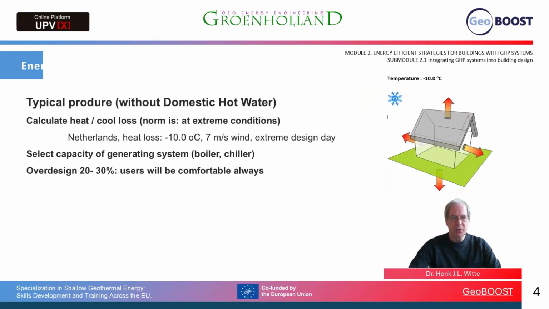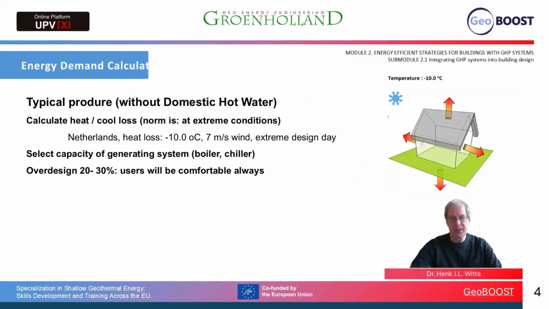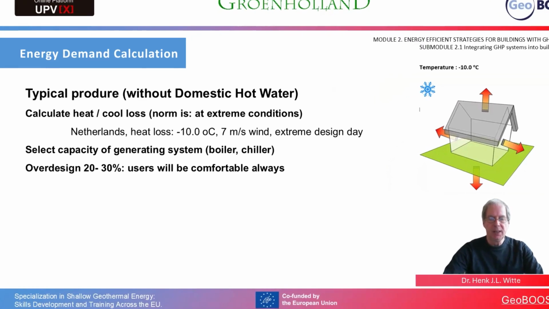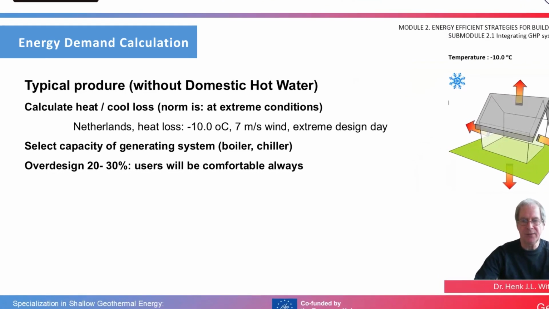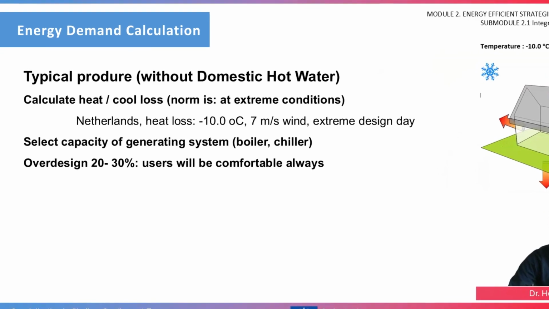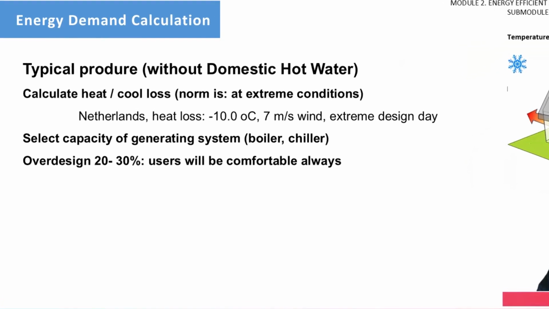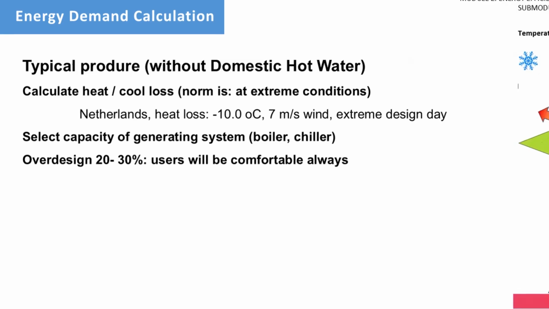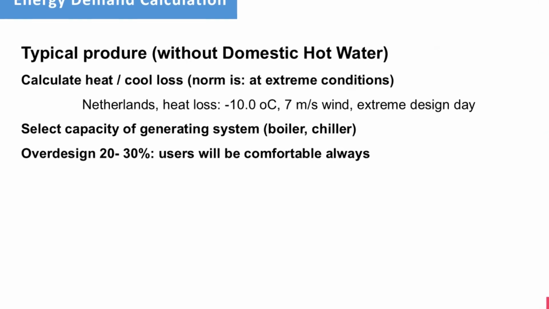Now, an energy demand calculation, a typical procedure without considering domestic hot water, is based on the heat loss and cool loss. Usually, the heat loss or cool loss are calculated at fairly extreme conditions in the Netherlands, for instance, at -10 degrees outside temperature and 7 meters per second wind speed. So a fairly extreme design day to give us a maximum capacity required by the building. Based on this calculation, we then select the capacity of the generating system, the boiler or the chiller, and we have a little bit of over-design, like 20 or 30%, so the users will always be comfortable.